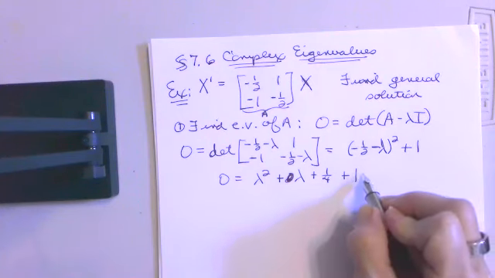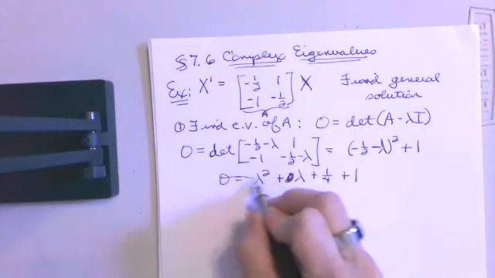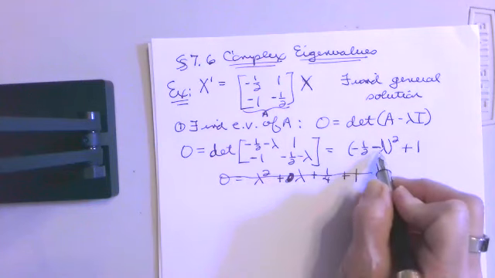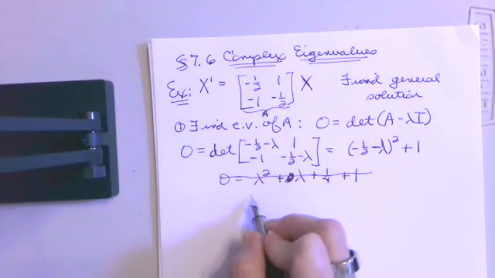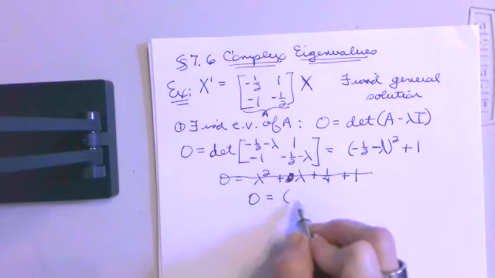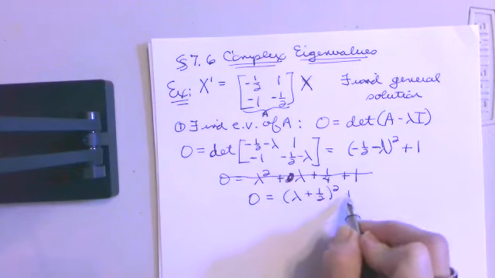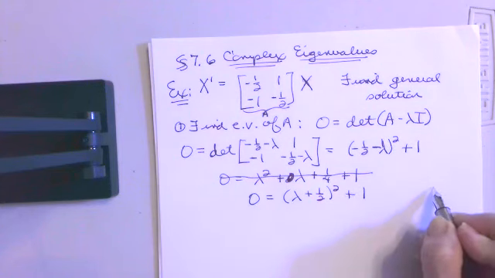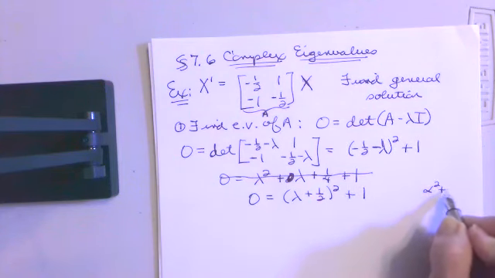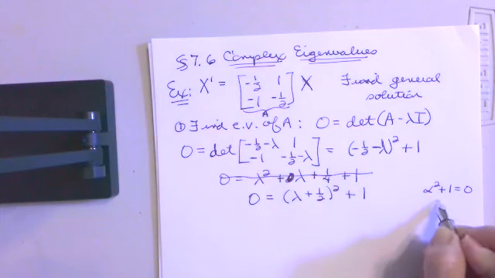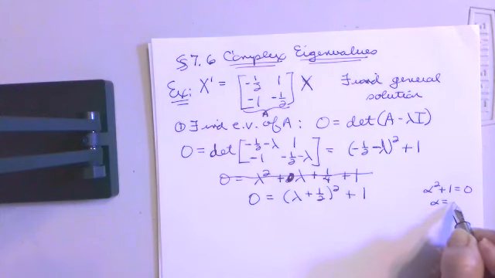Actually, the better way to do this is not to write this out this way. Notice that if I factor out the minus 1 and square it, then I can get this as lambda plus 1/2 quantity squared plus 1. So you think of this as an equation like alpha squared plus 1 equals 0. So that says alpha is equal to the square root of minus 1, plus or minus that.